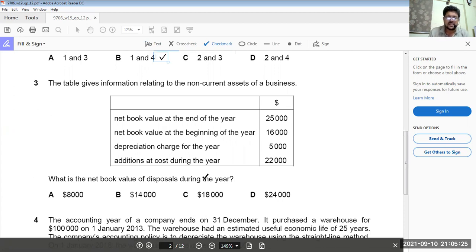Now, see, book value at the beginning of the year is 16,000 plus additions 22,000, total 38,000. Okay, minus 5,000, that makes depreciation. Now 33,000 minus net book value of 25,000. So it means 8,000 is the net book value of disposals.